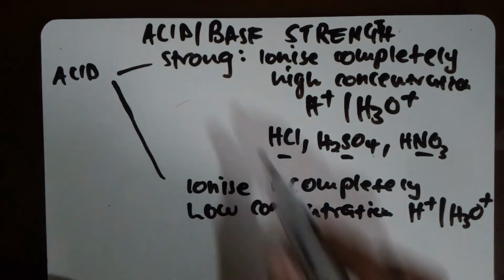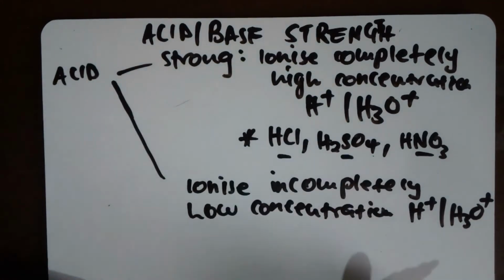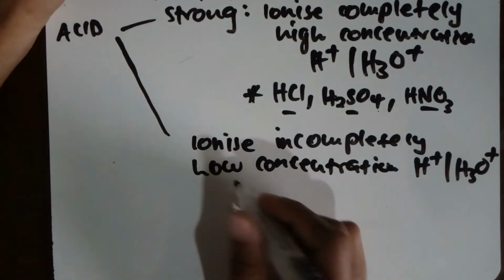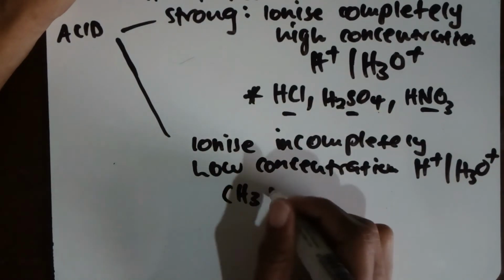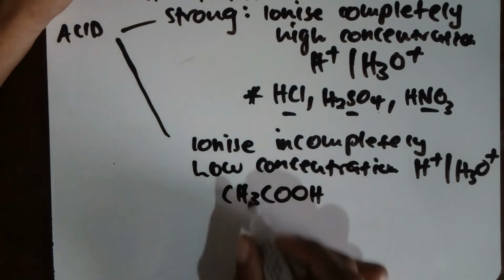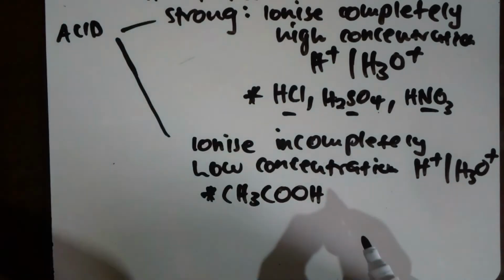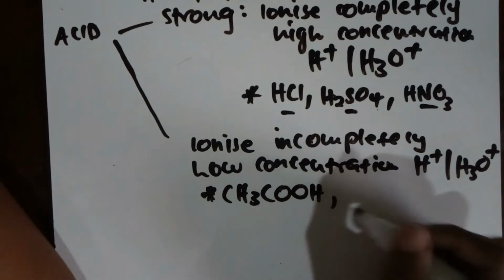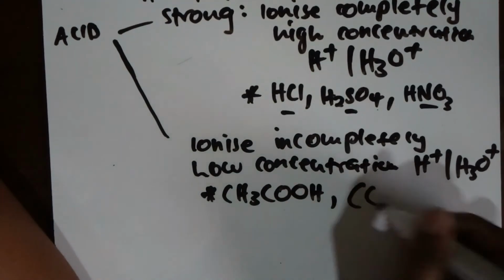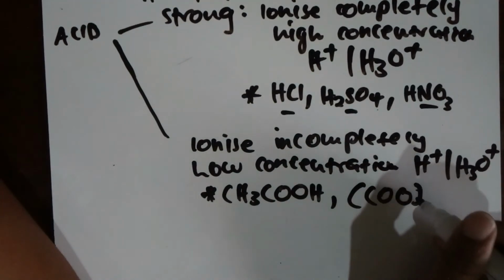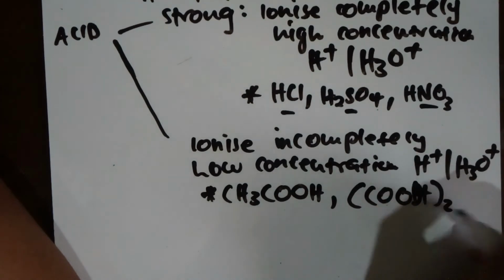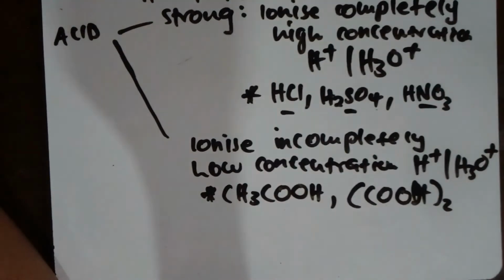Some examples of weak acids: we have acetic acid, that's CH3COOH. Remember, this is the one that they use in vinegar. There's also another one, oxalic acid. It's COOH, there's an H there if I remember correctly. So this is oxalic acid, right?